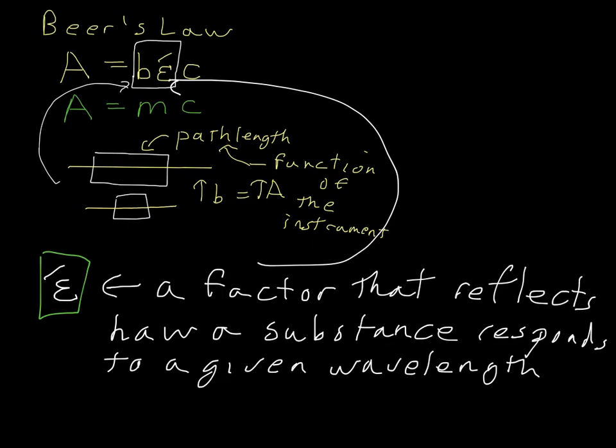Because absorptivity is different for every single substance out there, and because path length is different for varying instruments, in the laboratory we actually use Beer's law as a graphical function. We actually in the laboratory use the A equals the slope times concentration form of Beer's law.